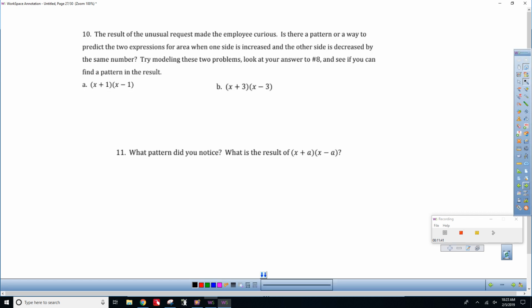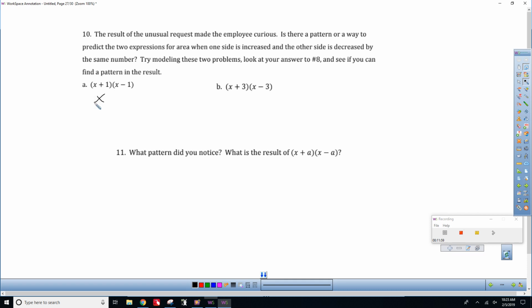Alright, number 10. Use the result. Is the pattern a way to predict the two expressions of the area when one is increased and decreased by the same amount? Try modeling these two problems. Look at number 8 and see if you can find a pattern.